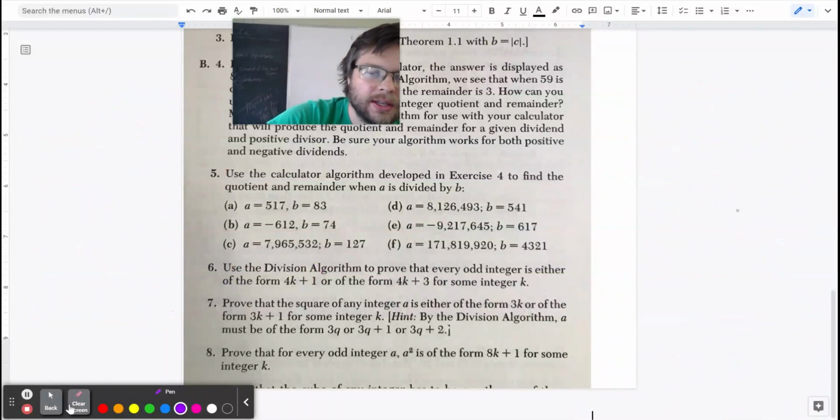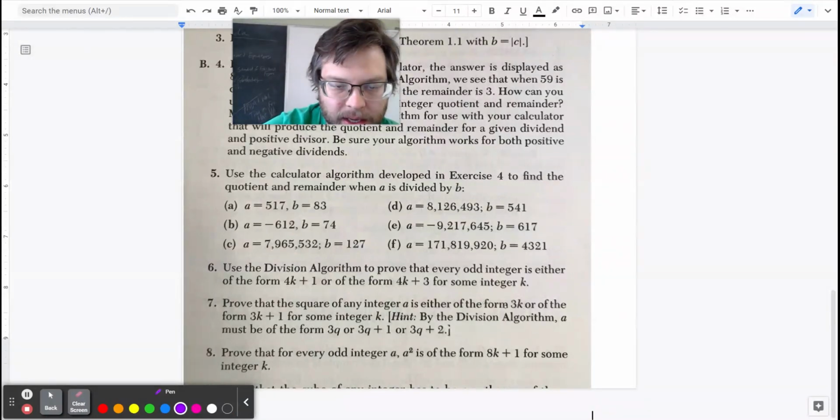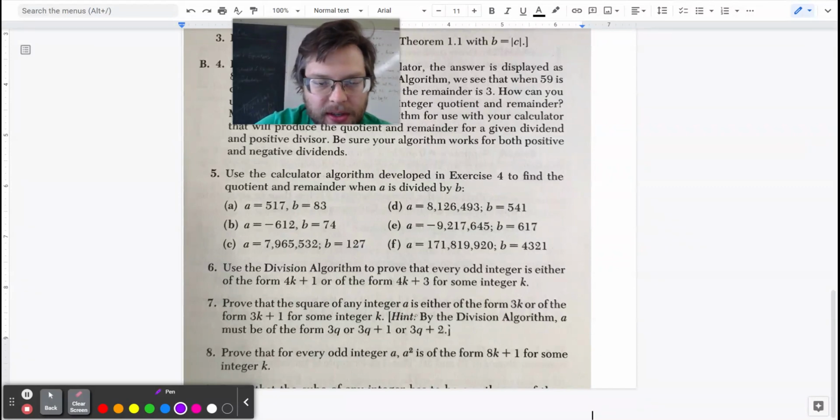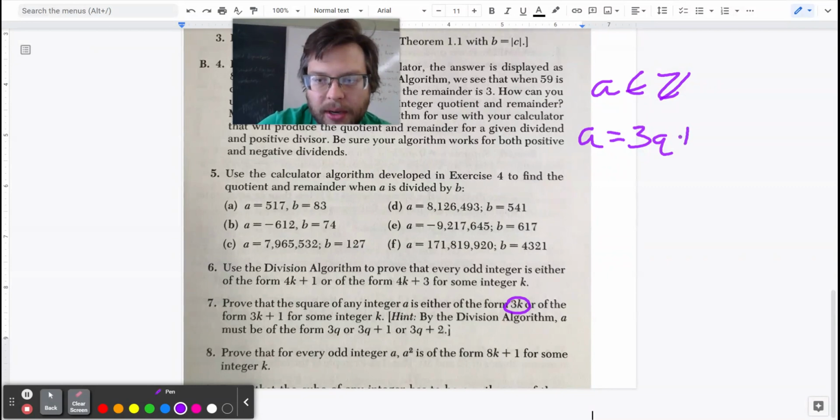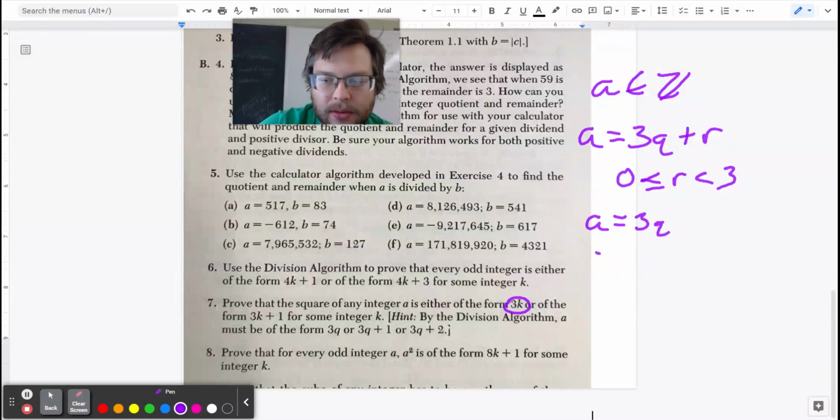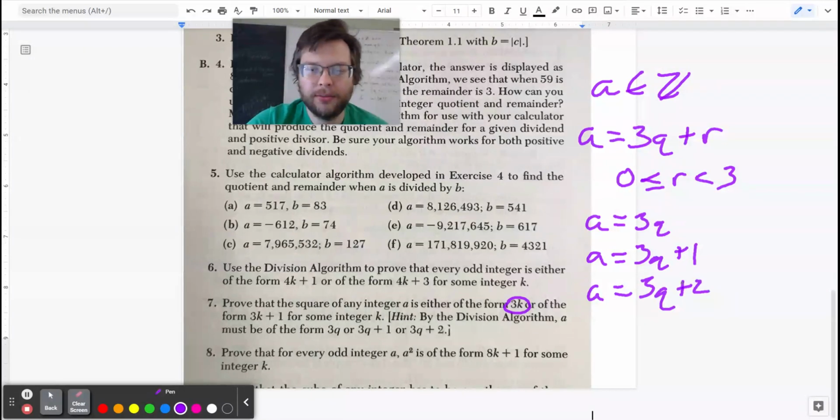Let's look at question 7 as well. Prove that the square of any integer a is either of the form 3k or the form 3k plus 1 for some integer k. And the hint here is that we should be thinking about dividing by 3. So if a is an integer, then it must be true that a equals 3q plus r, and r is between 0 and 3. So we have 3 different cases: 3q plus 0, 3q plus 1, or 3q plus 2.